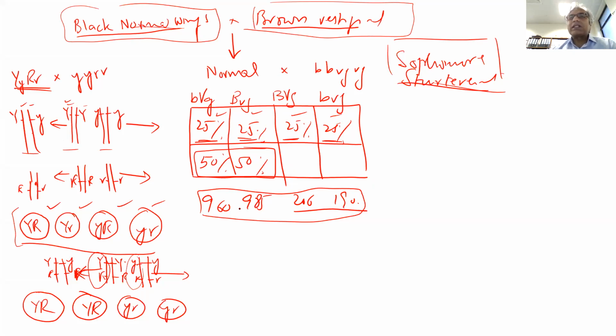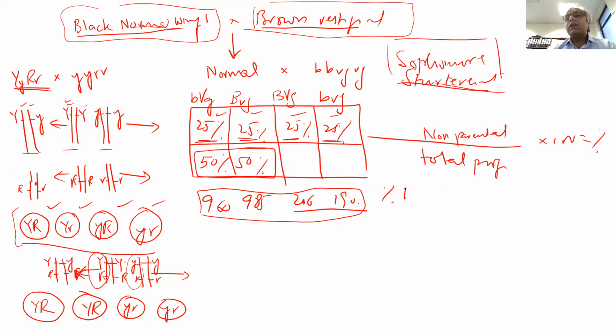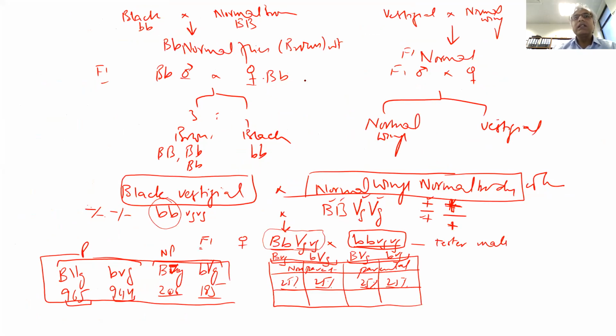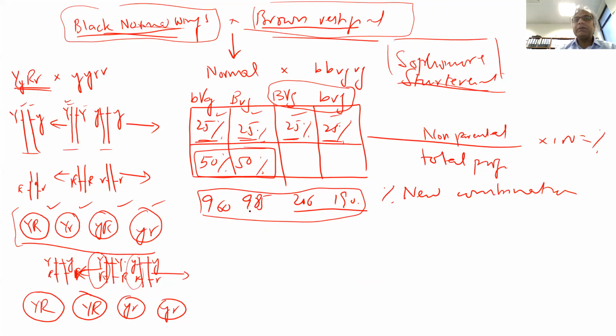After setting up all these crosses, getting these numbers, what Sturtevant did, he said, okay, let's take all the non-parentals over total progeny and calculate the percent new combinations. Isn't it a new combination? This is not present in parents, either of the two parents. So these non-parentals, they are not present in either of the two parents. So how are we getting them?